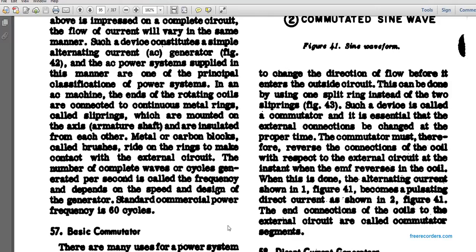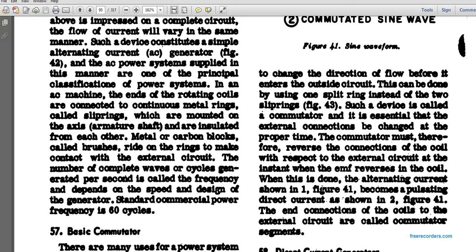to change the direction of flow before it enters the outside circuit. This can be done using a split ring instead of the 2 slip rings. Such a device is called a commutator, essential for making the external connections by changing at the proper time. The commutator reverses the connection of the coil to the external circuit at the instant the EMF reverses in a coil, which is alternating current.